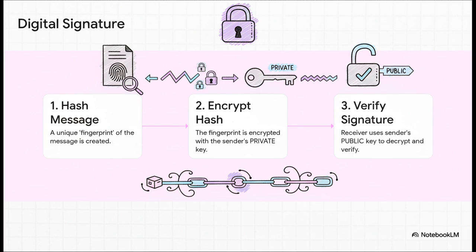When you get the message, you use the sender's public key to unlock the signature. If the fingerprint you reveal matches a new fingerprint you create from the message you received, bam! You know two things for sure. It absolutely came from the owner of that private key, and the message hasn't been changed by even a single comma.